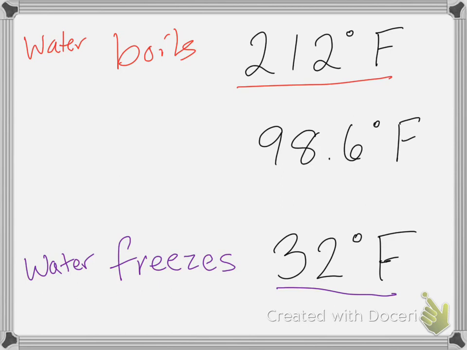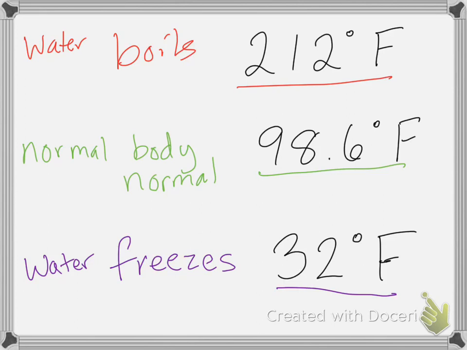Okay, now just as there is a temperature at which water freezes and a temperature at which water boils, 98.6 degrees Fahrenheit is normal body temperature. So the temperature your body is most of the time should be around 98.6 degrees Fahrenheit. Now, 98.6 is closest to 100 degrees Fahrenheit if I was to round it. Okay. Someone with a very high fever might have a temperature of 105 degrees Fahrenheit.